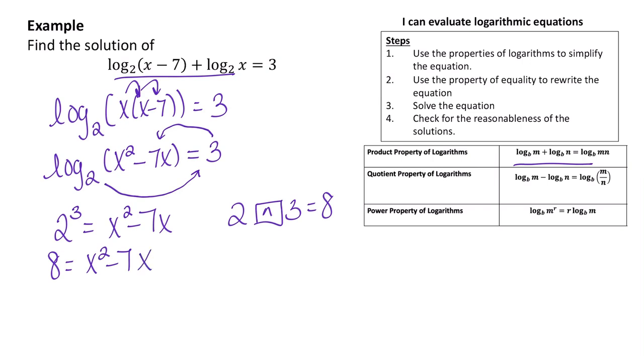Once again, this is a quadratic, so I need to set it equal to 0. So I'm going to subtract 8 from both sides. On the left side, that leaves me with 0, so I have 0 equals x squared minus 7x minus 8. So I'm going to work on solving this here. So I have 0 equals x squared minus 7x minus 8.